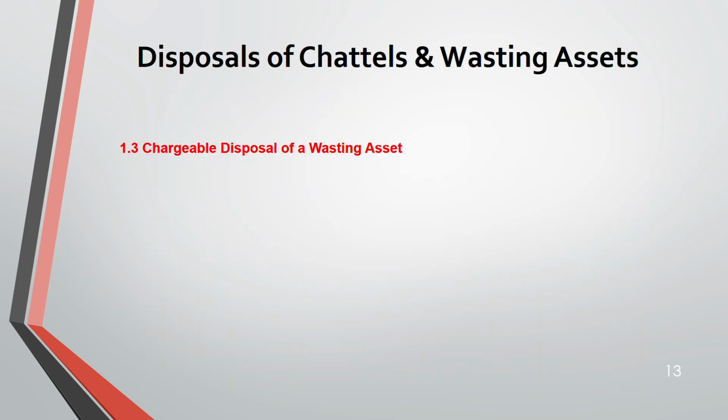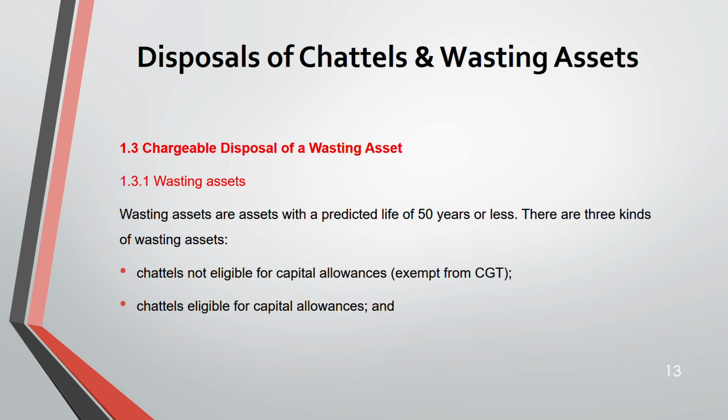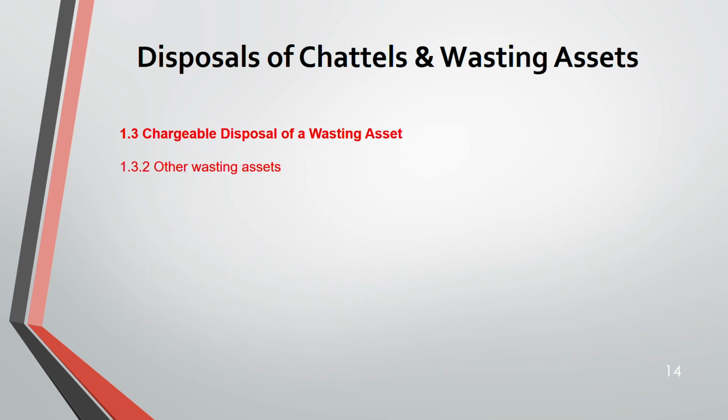Now, moving on to wasting assets. So that one was for chattels. Now coming to wasting assets. Wasting assets means useful life is 50 years or less. There are 3 kinds of wasting asset. First kind, chattels not eligible for capital allowance, exempt from CGT. Chattels eligible for capital allowance, and other wasting assets. So we'll go through other wasting assets first.